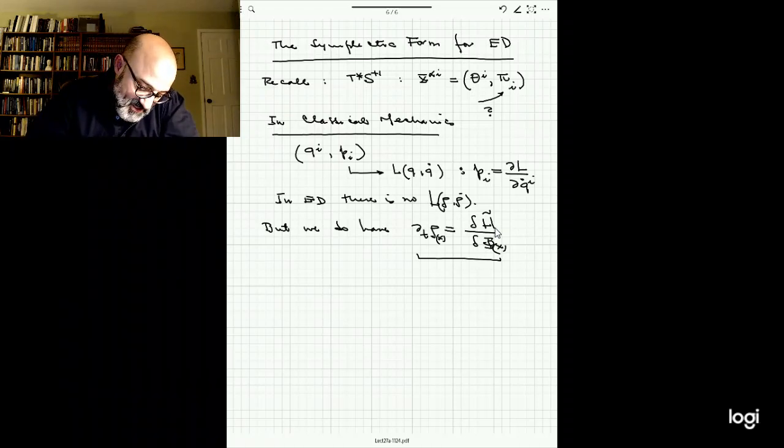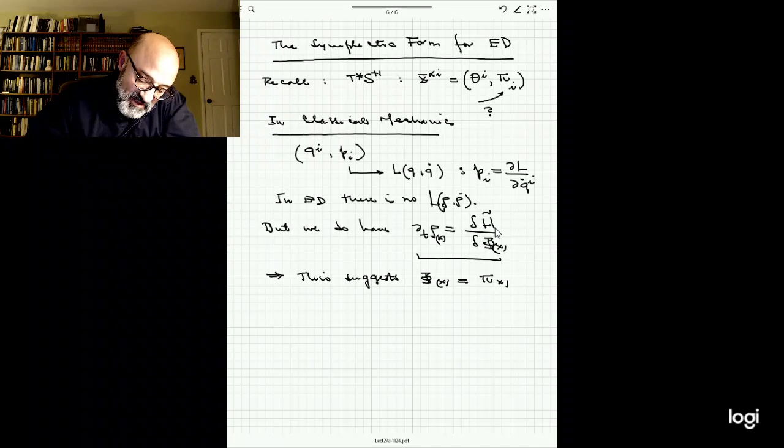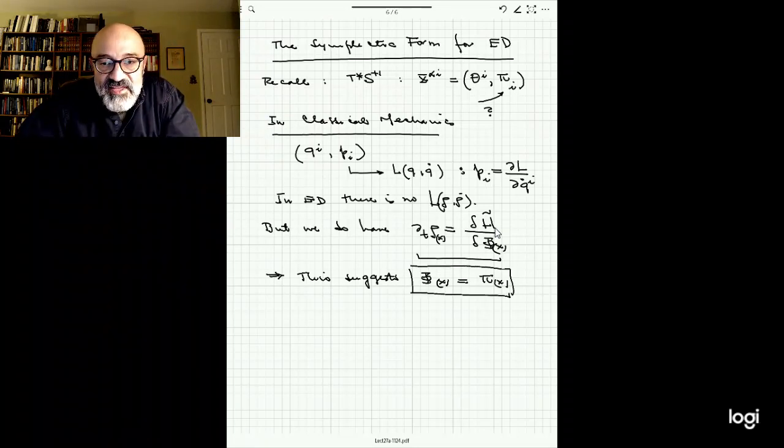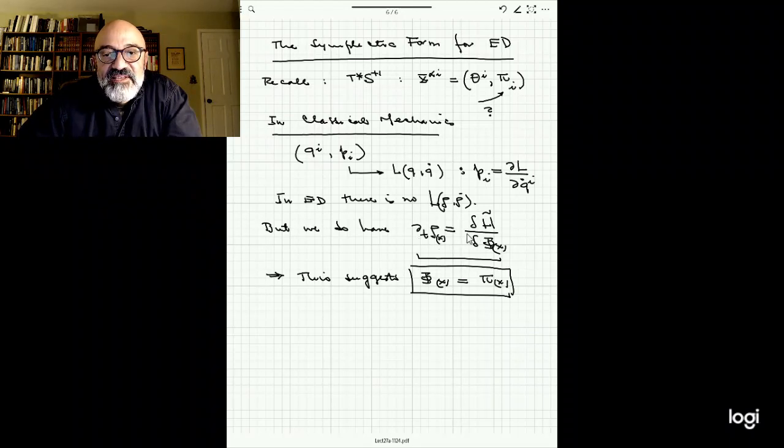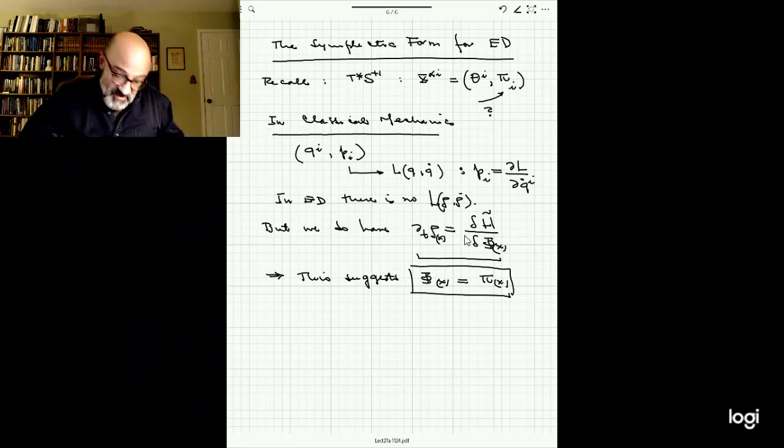This suggests that we're going to choose phi as being the momentum. The natural choice of momentum that is canonically conjugate to the coordinates, to the probabilities, is given by the equation of evolution of probabilities in entropic dynamics. Very good. Now, once we have that, we're halfway there.